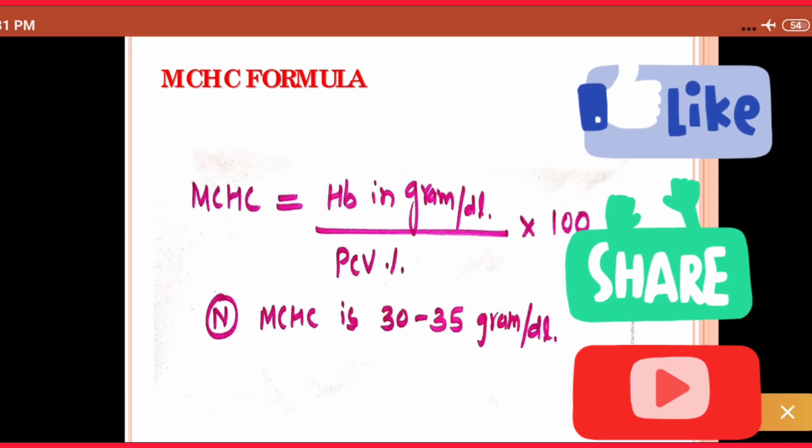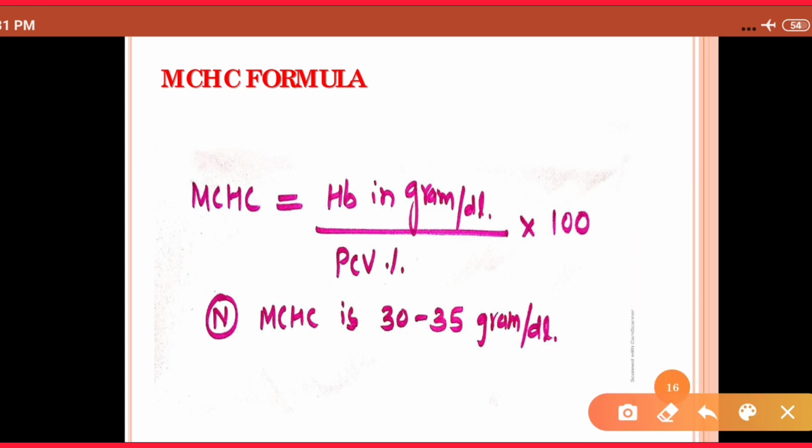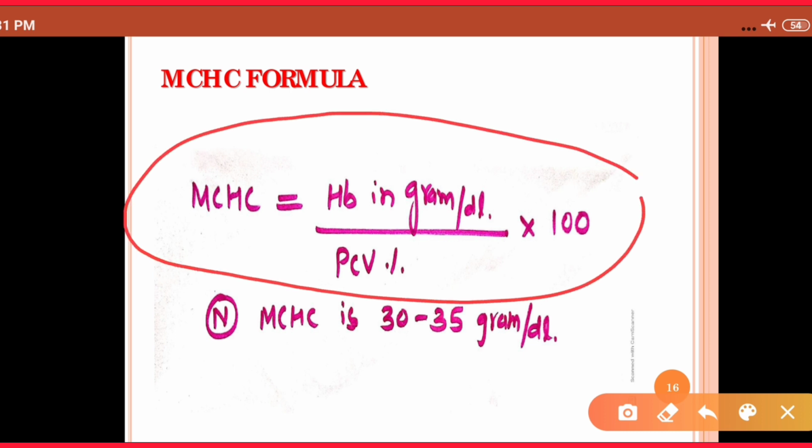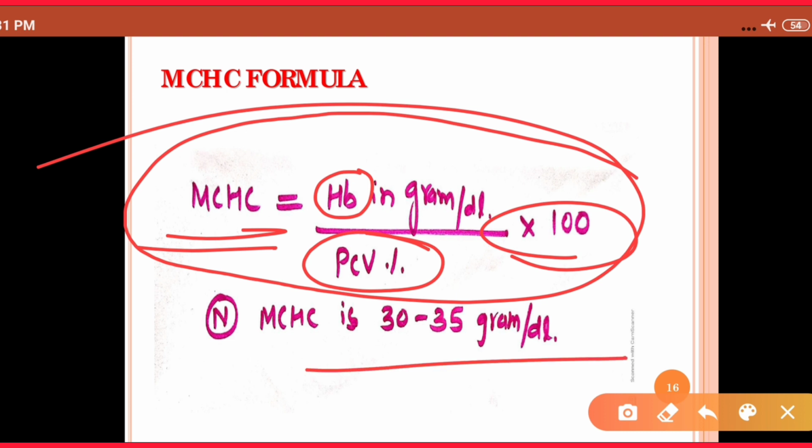And the formula for that is, obviously, this gives you an idea about the hemoglobinization in 1 unit of packed cells. So the MCHC is calculated by hemoglobin divided by PCV, not by hemoglobin divided by RBC. That gives you an idea about MCH. For MCHC, you have to divide the hemoglobin by packed cell volume. That is multiplied by 100, and the normal range is 30 to 35 gram per deciliter.